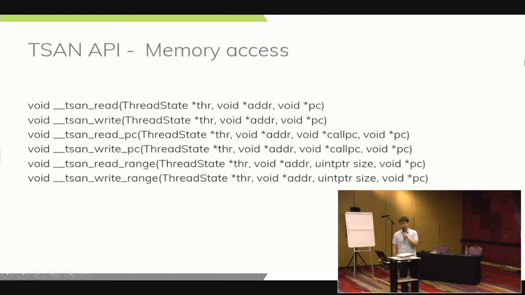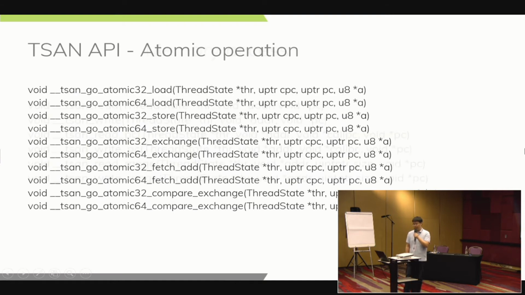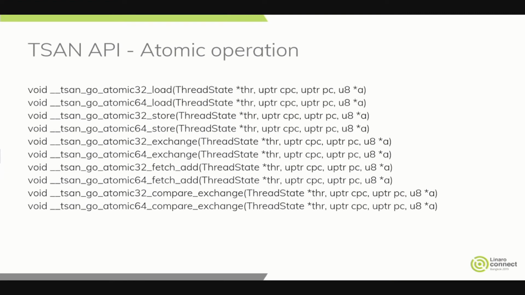The TSan library provides some APIs that are used to record all kinds of events, such as memory access events. The APIs listed on this slide are the APIs for memory access. And the APIs listed here are related to atomic operations. They are used to record the synchronization events.